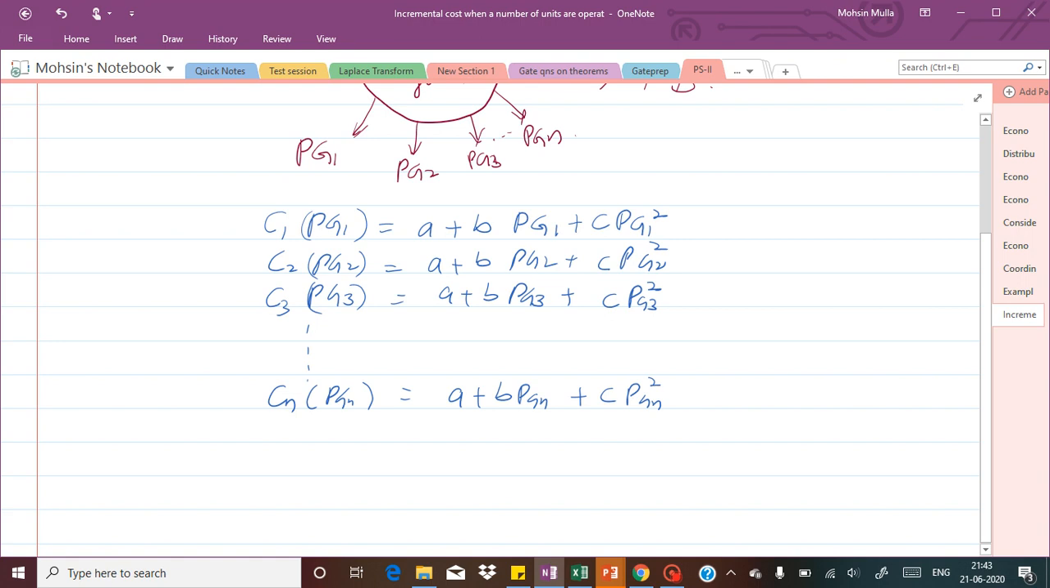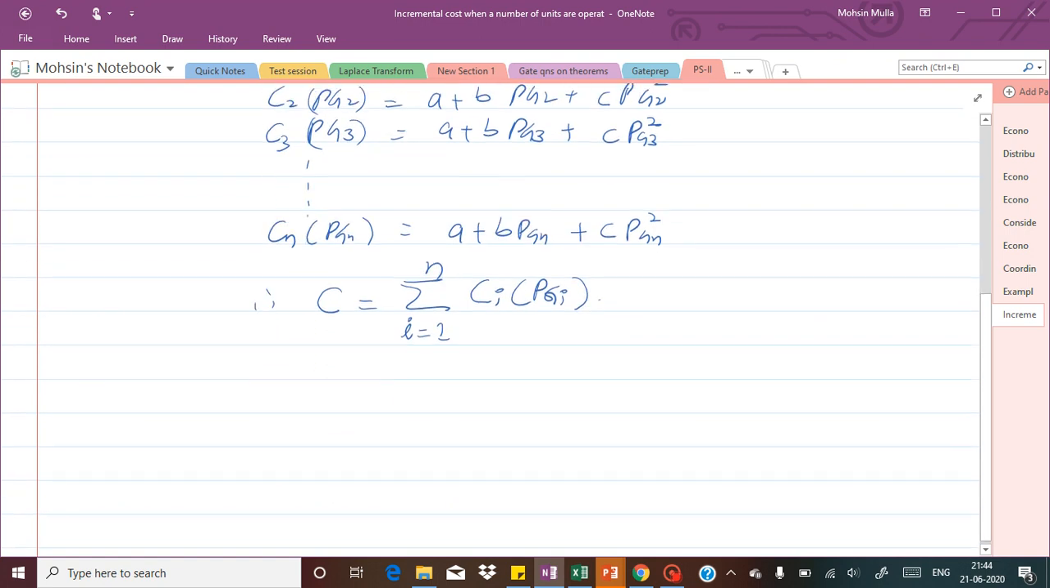Like this we can write, and we can finally write all these values as a summation also, because this is for a particular area. The total demand can be met by this total generation, so the total cost will be for a particular area. Therefore we can write C equal to the summation from i equal to 1 to n of Ci of Pgi.